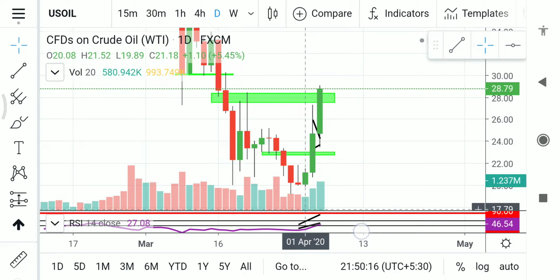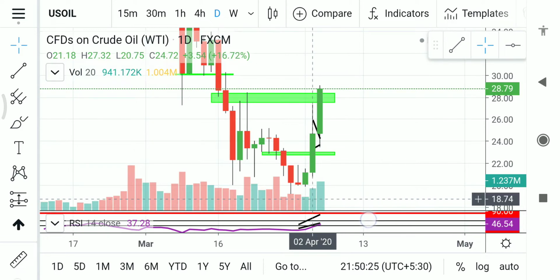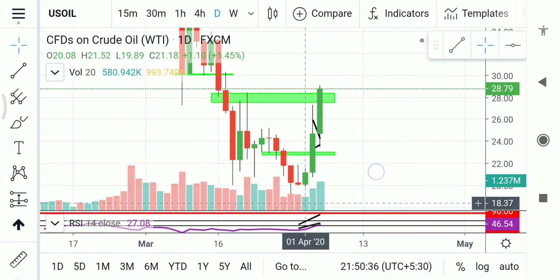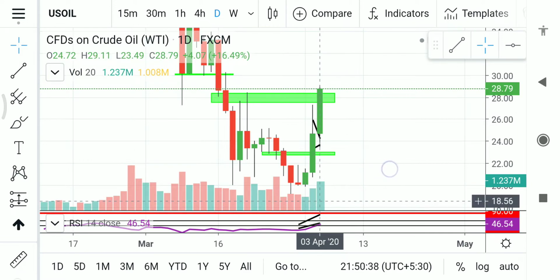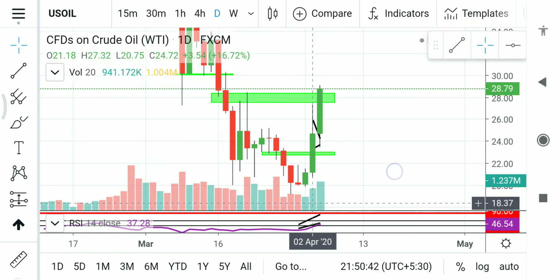You can see the volume was somewhere near 580, the next day volume was 941, and the next day was 1.23 million. The volume is also increasing, and the size of the candle is also increasing. That clearly represents that momentum is on the buyer side till now, till the end of Friday.